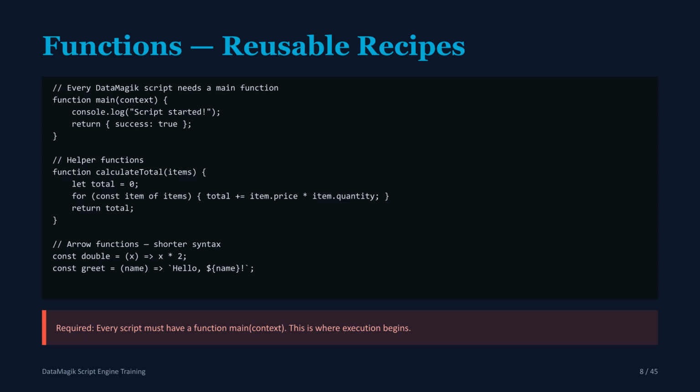Functions are reusable recipes. Every DataMagik script requires a main function. Helper functions can perform specific tasks. Arrow functions provide a shorter syntax. Remember to always include the function main context, as this is where execution begins.